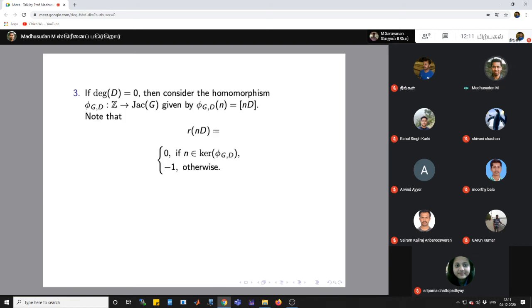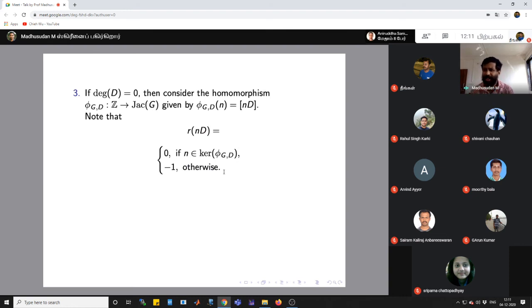Right? So that's why you could consider the Jacobian there. And then you see that there are sort of two cases. The rank of n times D is either 0 if n belongs to the kernel of phi_gd, or -1 otherwise. So why is this?